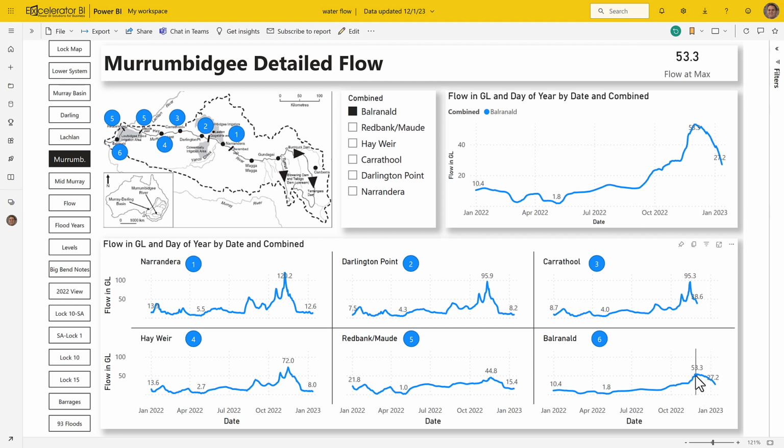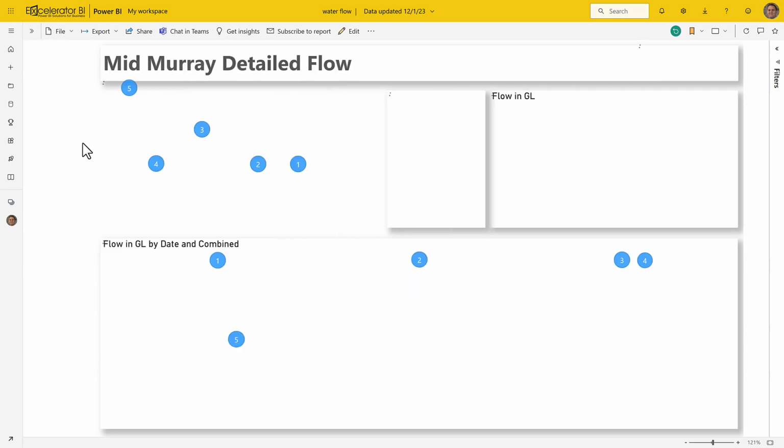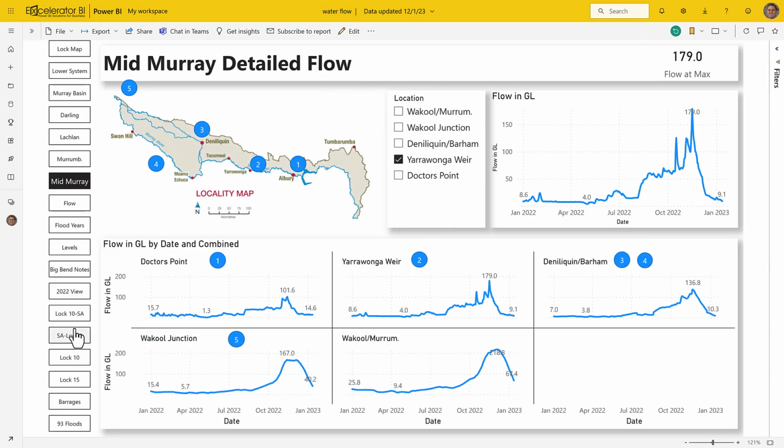Lachlan's not really an issue. There's really not a lot of water upstream. I mean, the water coming in from Balranald is way off its peak now. So, yeah, not bad news. You can have a look at those interactive charts yourself.